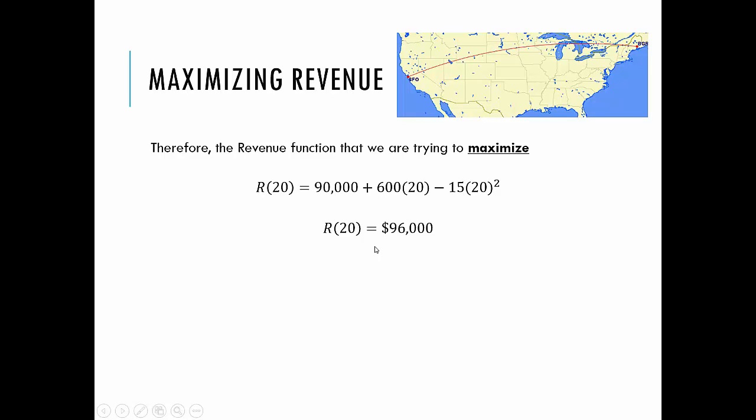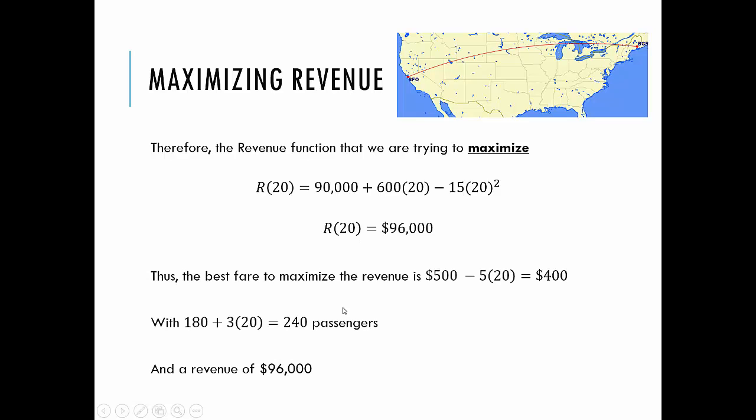So I can see that the best fare to maximize the revenue is 500 minus 5 times 20, which equals $400, with 180 plus 3 times my critical point, 240 passengers. So we still don't get it to capacity, and the only way you can get it to capacity is to reduce the fare even more.